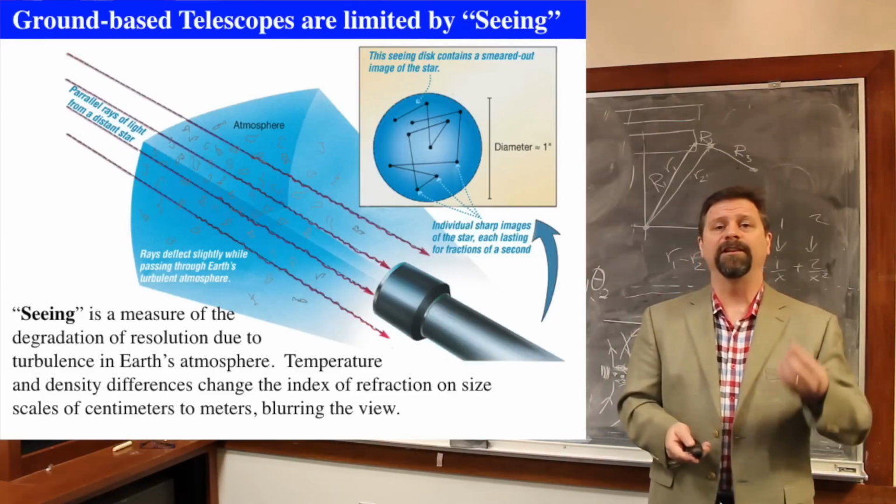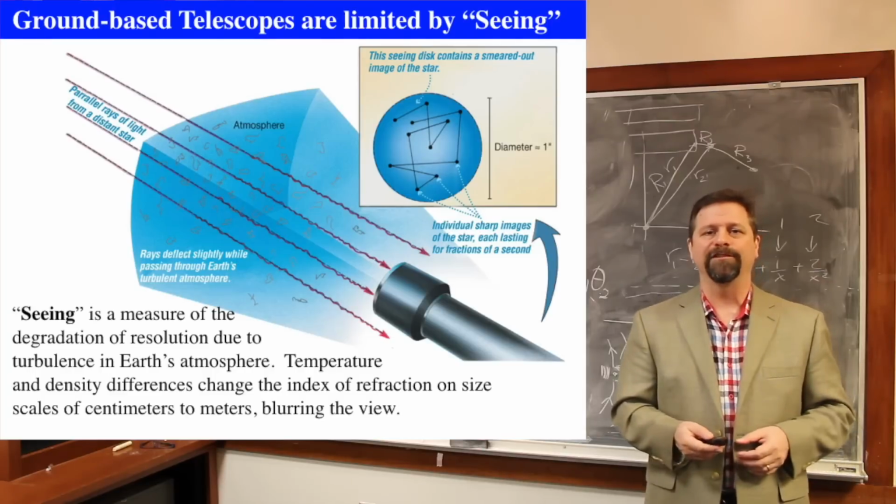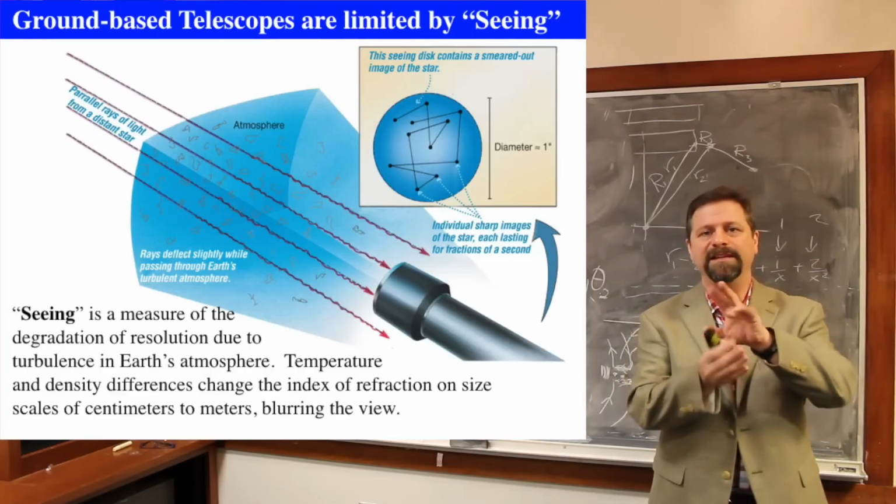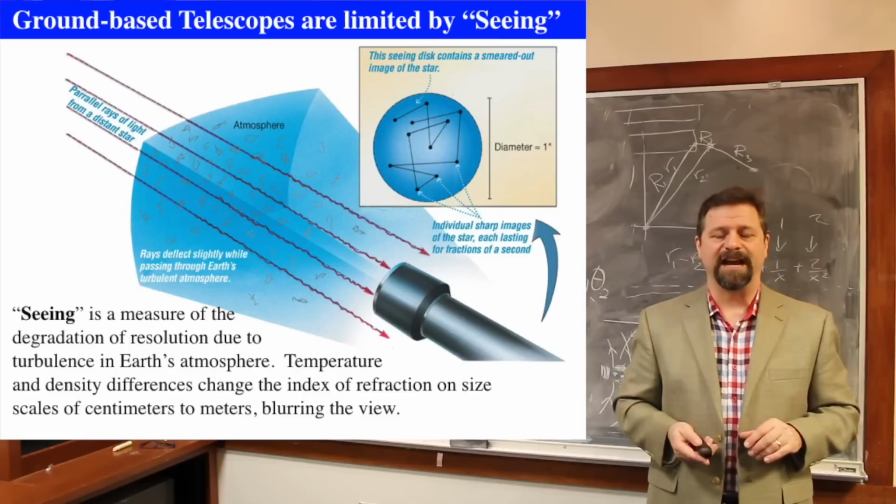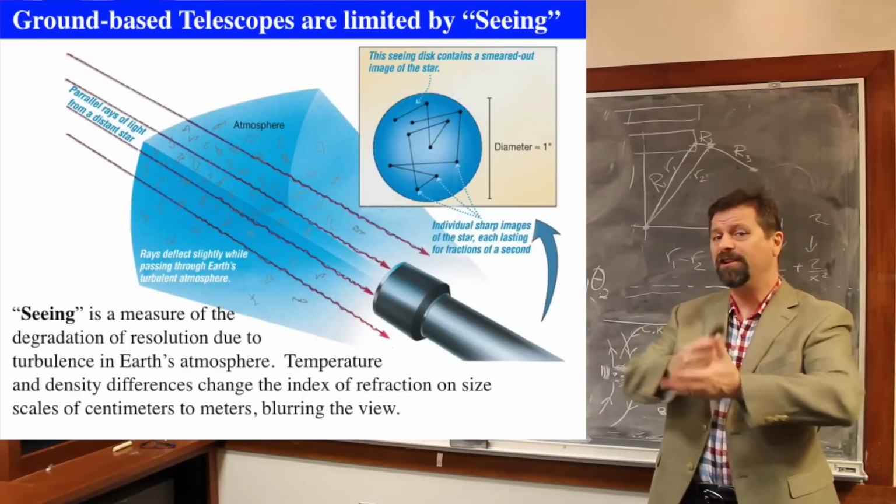Why will it be out of focus? It'll have poor resolution. Why will it have poor resolution? Because the seeing is bad from the index of refraction changing through the sky. So as we've seen, the resolution is our big thing.